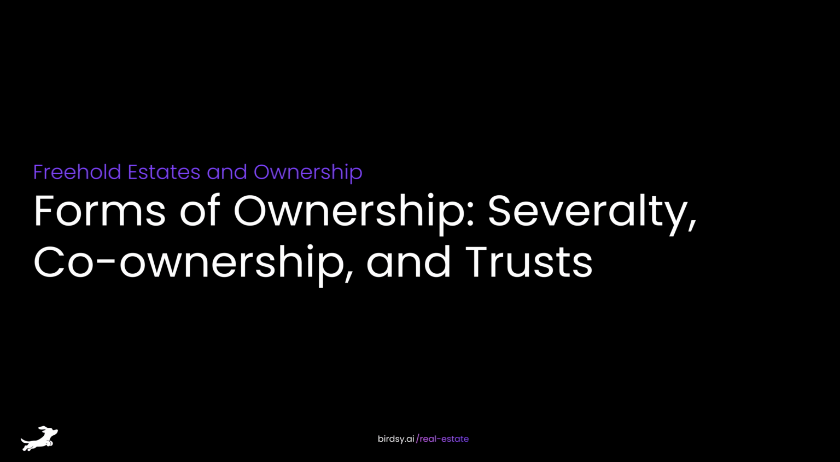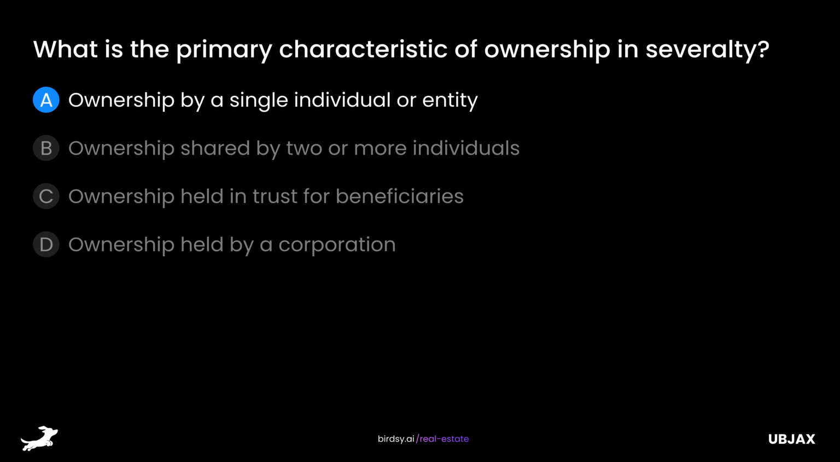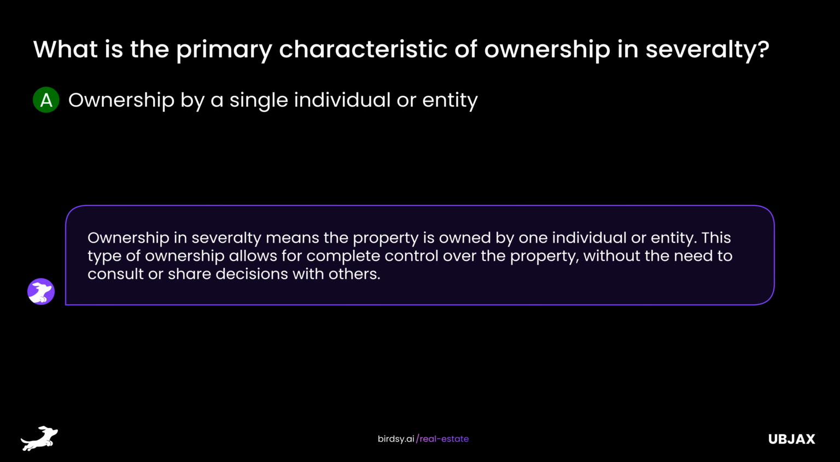Forms of ownership: severalty, co-ownership, and trusts. What is the primary characteristic of ownership in severalty? Is it A. Ownership by a single individual or entity? B. Ownership shared by two or more individuals? C. Ownership held in trust for beneficiaries? Or D. Ownership held by a corporation? The answer is A. Ownership by a single individual or entity. Ownership in severalty means the property is owned by one individual or entity. This type of ownership allows for complete control over the property without the need to consult or share decisions with others.